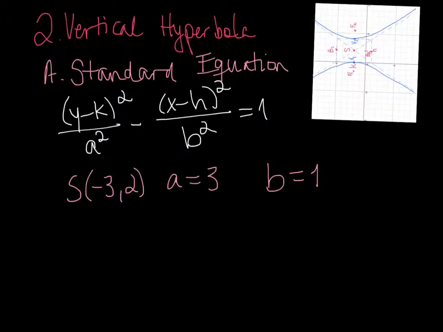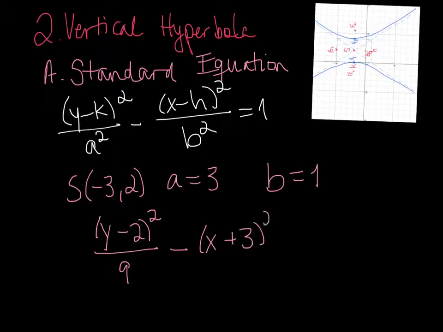For a vertical hyperbola, we do the same. We just place everything in the place that is correct, and that's it. For example, here, if the center is (minus 3, 2), we're going to write y minus the value of y in the center, which is 2, so y minus 2 squared, divided by a squared, which is 9. Then minus x minus the value of x in the center, which is minus 3, so we write it x plus 3 squared divided by b squared. B squared is 1 squared, which is 1, so we write it like that, equals 1.